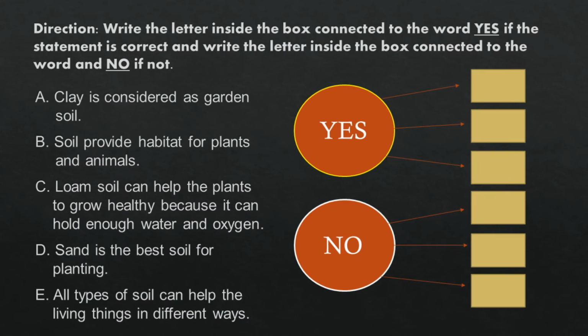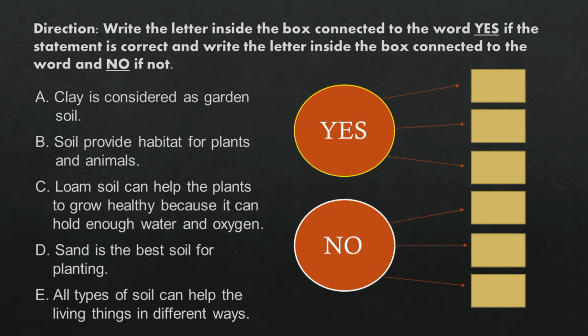Okay, now get your scratch paper and let's try answering this activity. Direction: write the letter inside the box connected to the word yes if the statement is correct, and write the letter inside the box connected to the word no if not. Isulat mo daw yung letter sa loob ng box na konektado sa yes kung tama yung statement, at ilagay mo naman yung letter sa loob ng box na konektado sa no kung hindi tama yung sinasabi ng statement.